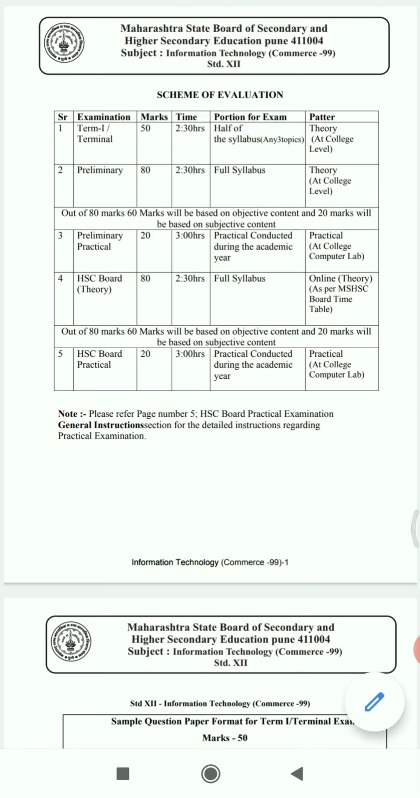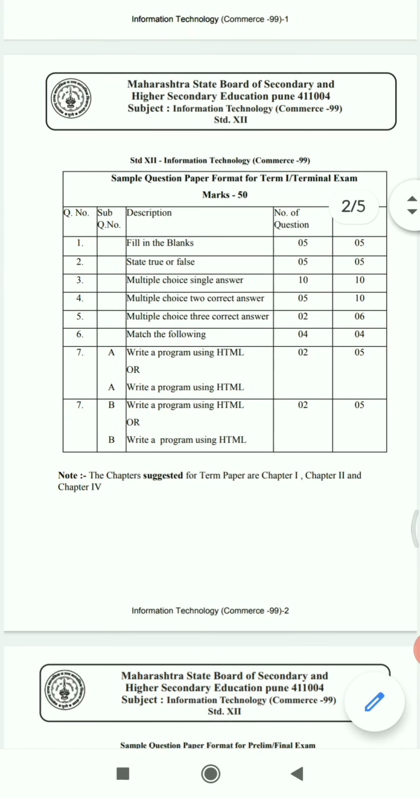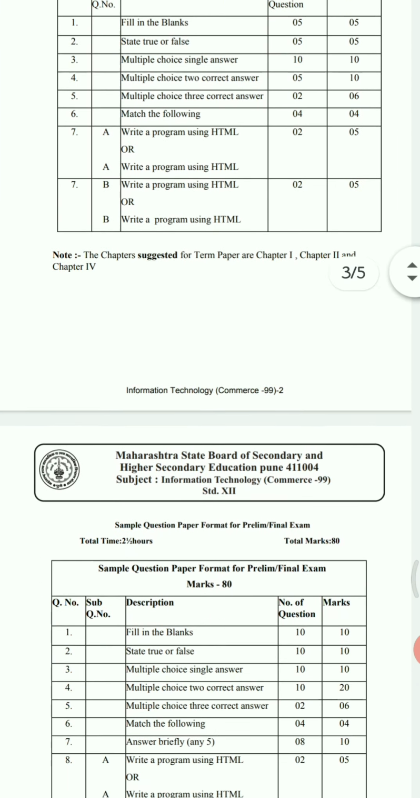The practical pattern will be for 20 marks and the duration for the practical will be 3 hours. The practical will be conducted at the college in the computer lab. Okay, so what is the paper pattern?